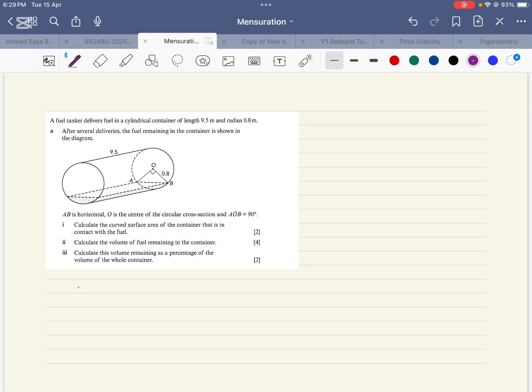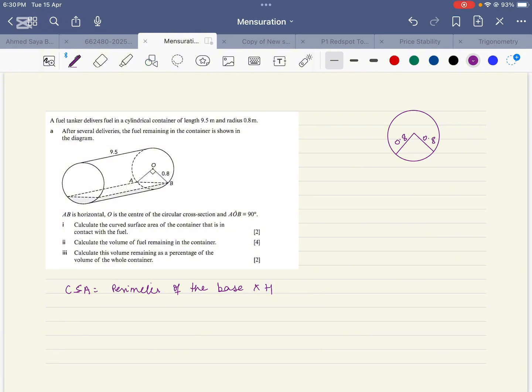So let's talk about curved surface area first. Curved surface area formula is perimeter of the base into height of the cylinder or height of the prism, whatever the prism is. Here the prism is a cylinder. So let's have a look at the base. This is the base that we have, and this is a right angled triangle. This is the radius 0.8 and this is also the radius 0.8, and then this forms a segment.